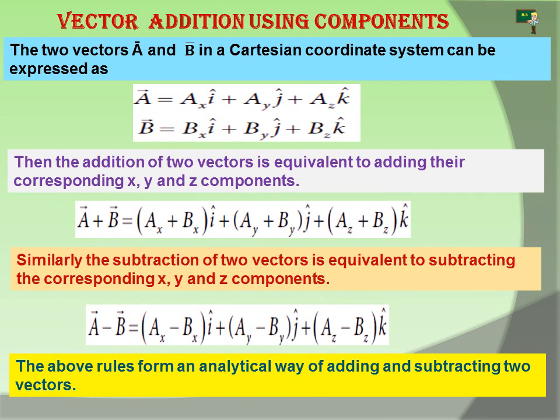Similarly, subtraction of two vectors is equivalent to subtracting the corresponding x, y and z components. A vector minus B vector is equal to (AX minus BX) i cap plus (AY minus BY) j cap plus (AZ minus BZ) k cap. The above rules form the analytical way for adding and subtracting two vectors.